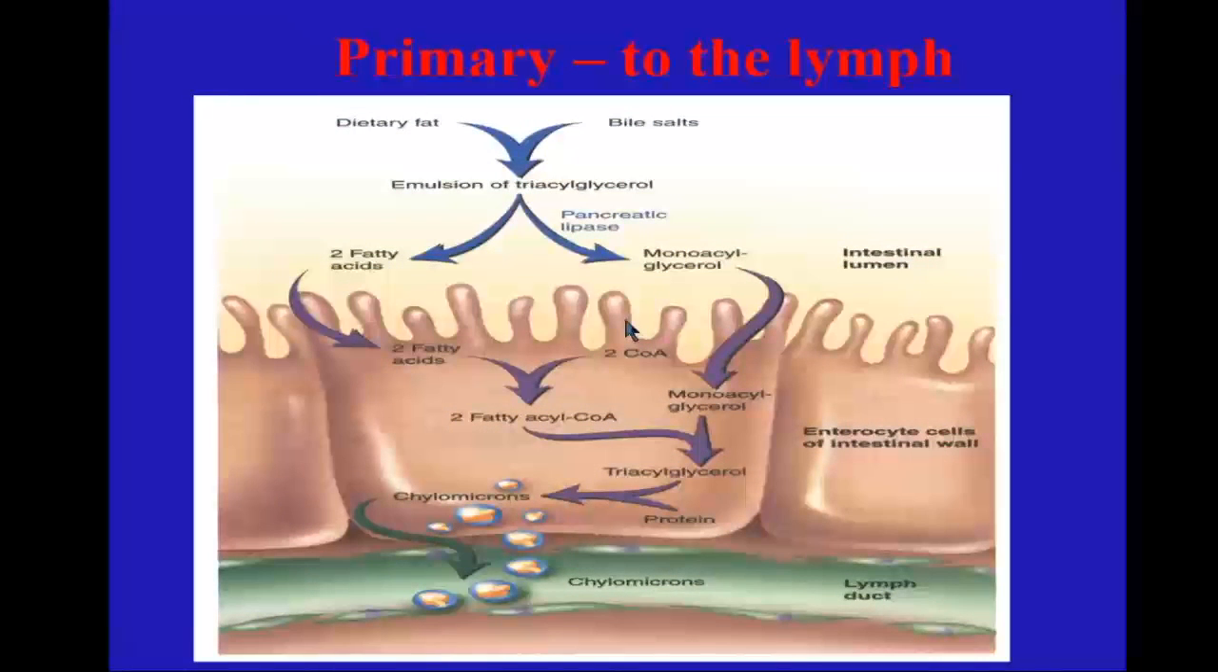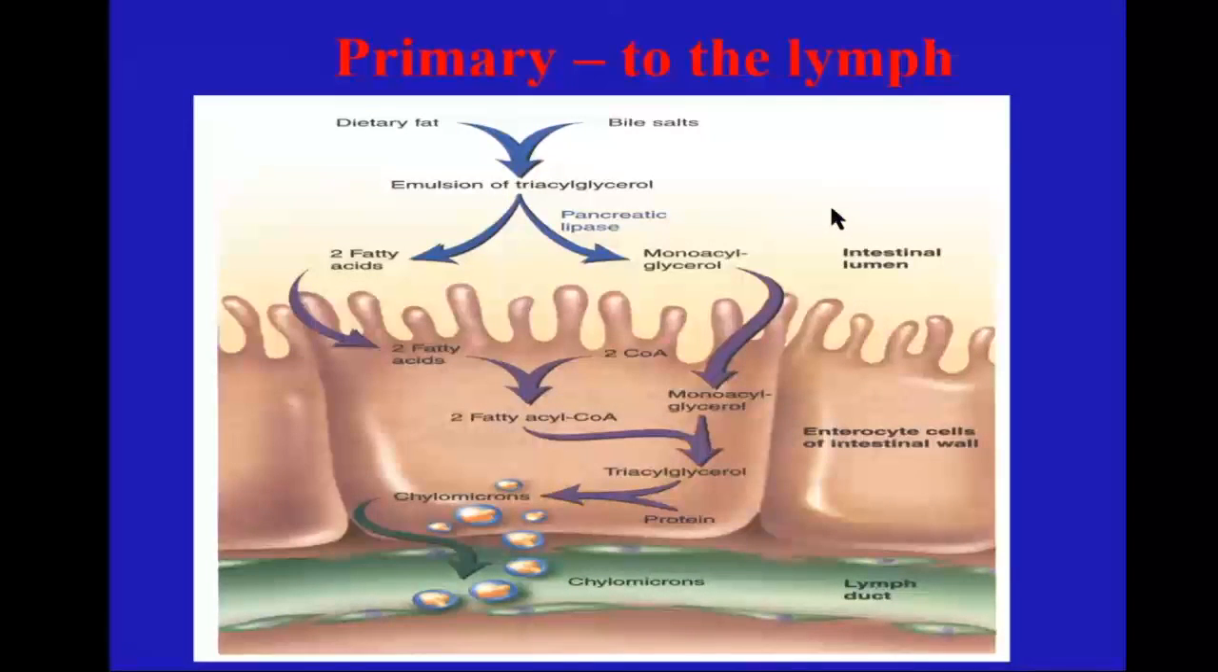So after absorption and resynthesis, combination with the apolipoprotein B48, chylomicrons will go through the membranes of enterocytes by exocytosis to lymphatic ducts. Then lymphatic ducts will be collected and go to the venous system.